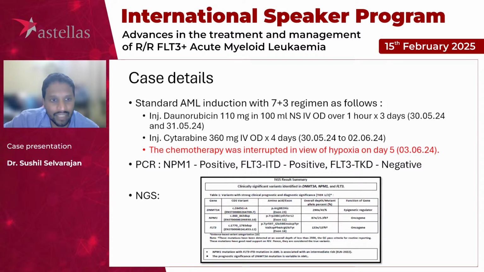As per our guidelines in the institution, we proceeded with 7-3 because she was fit for it. She did not have any infection at presentation. But by the 5th day, she developed high-grade fever and became hypoxic, something that we unfortunately see all too often. By that time, we had her PCR, which showed NPM1 positivity, FLT3 ITD positivity, and TKD negative. The NGS, which came 10 days later, showed DNMT3A, NPM1, and FLT3 positivity. I'd like you to remember these three specifically, a very notorious triumvirate of mutations.